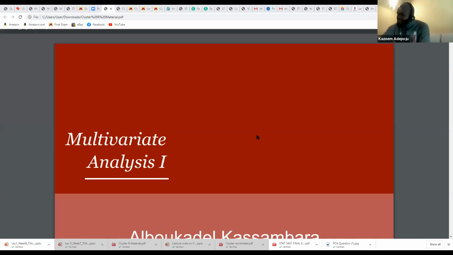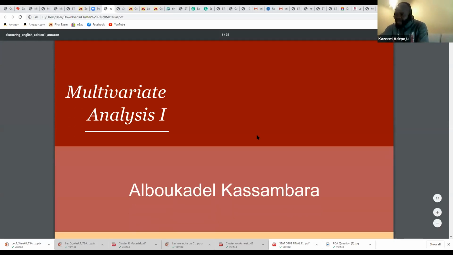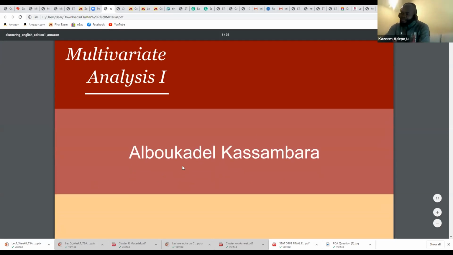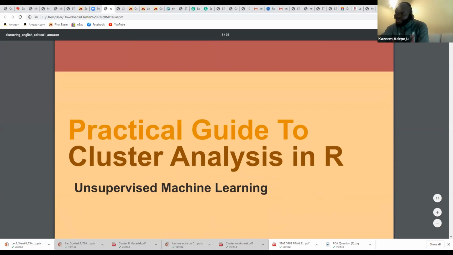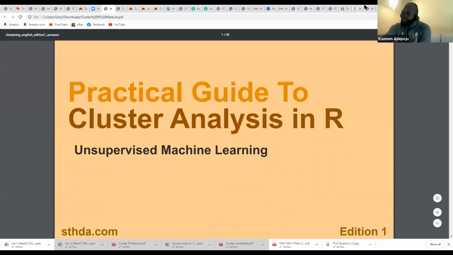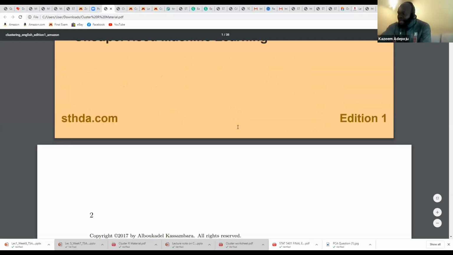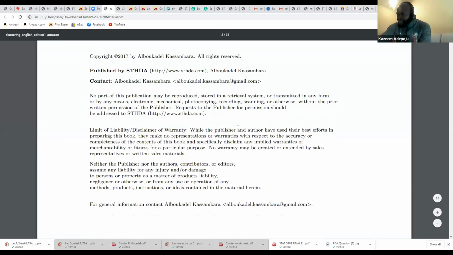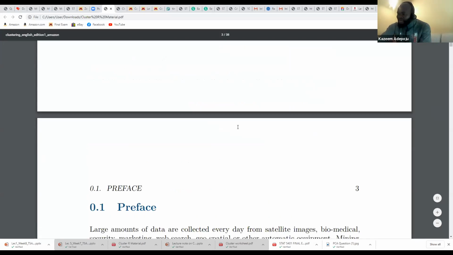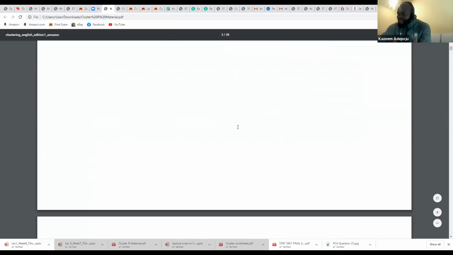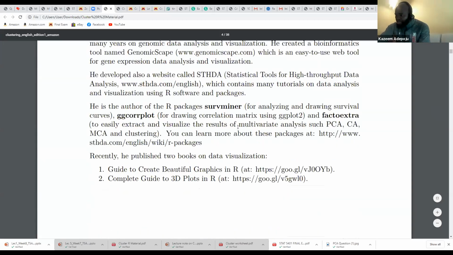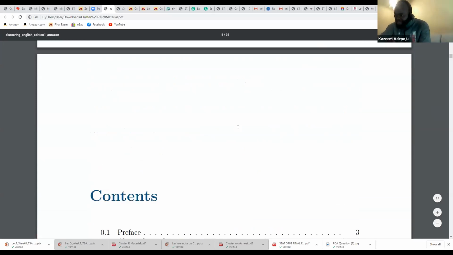This material was not written by me. That is the name of the person that wrote it, but I find it very useful, and that is why I'm sharing it with you. It's a practical guide to cluster analysis in R. This is basically for cluster analysis, but I'm going to walk you through the areas that are very interesting.